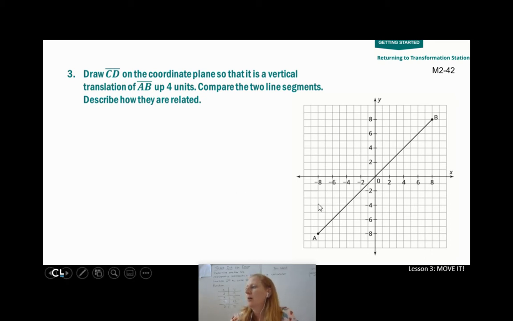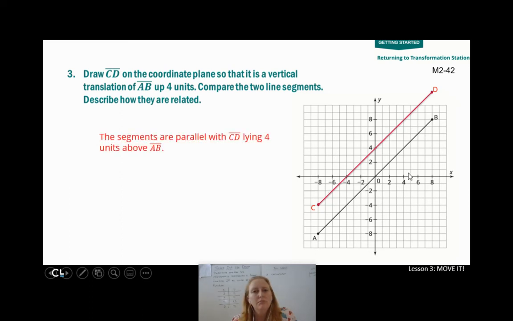So again, I just went up 4 units, and I labeled it C and D because they told me to label that C, yay. And as far as how they're related, I don't know about you guys, but I noticed that my lines are parallel. Did you catch that? Segments CD lying 4 units above AB are parallel, aren't they? So when we did that vertical shift, our lines ended up being parallel to each other. That's important.